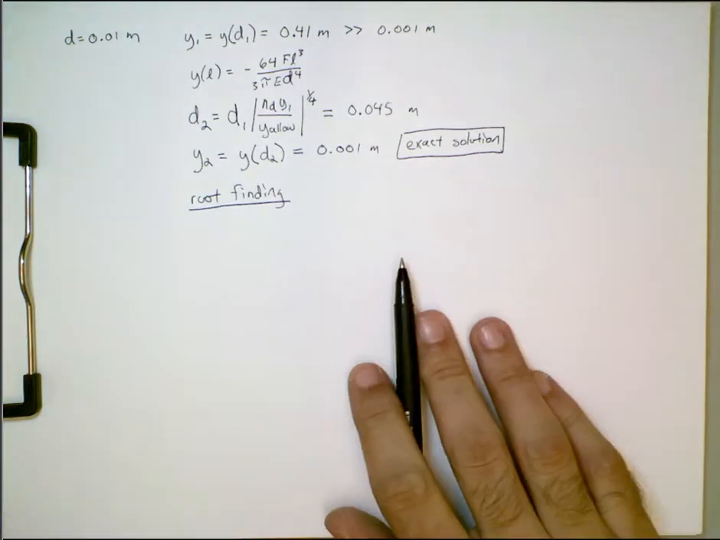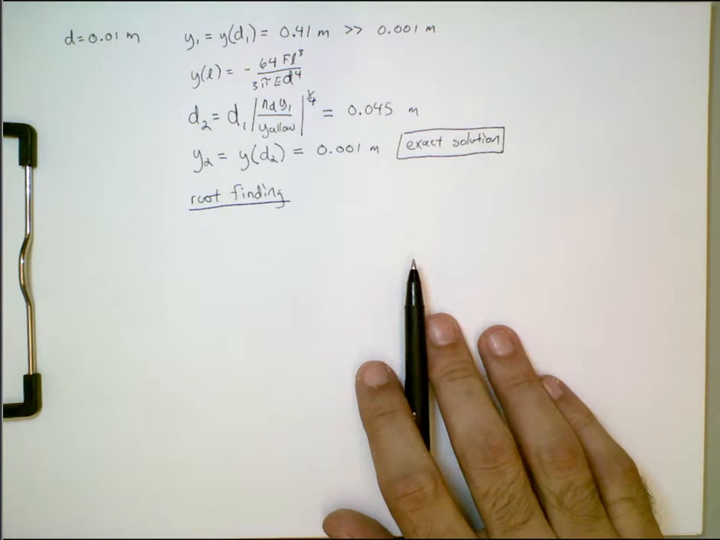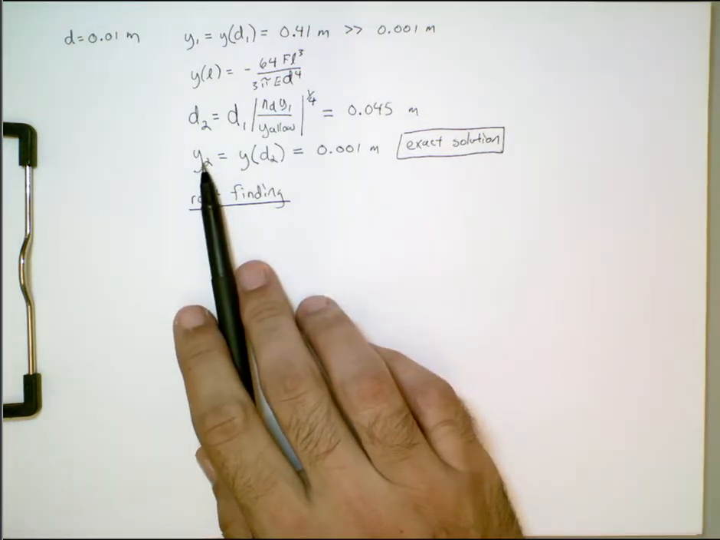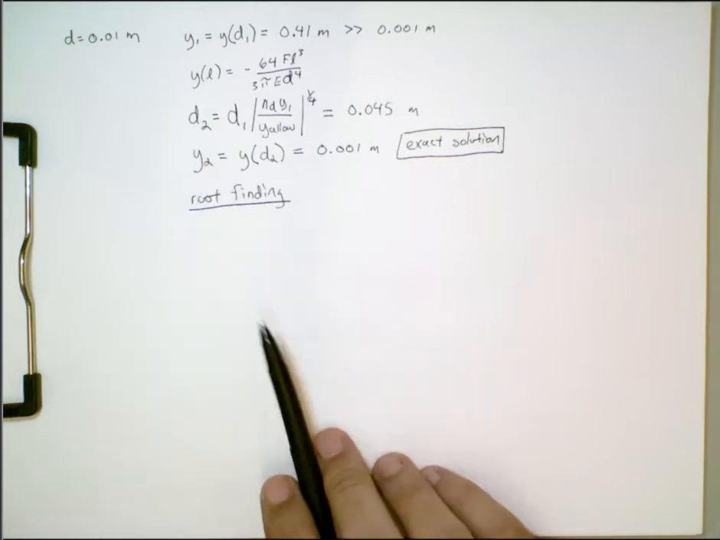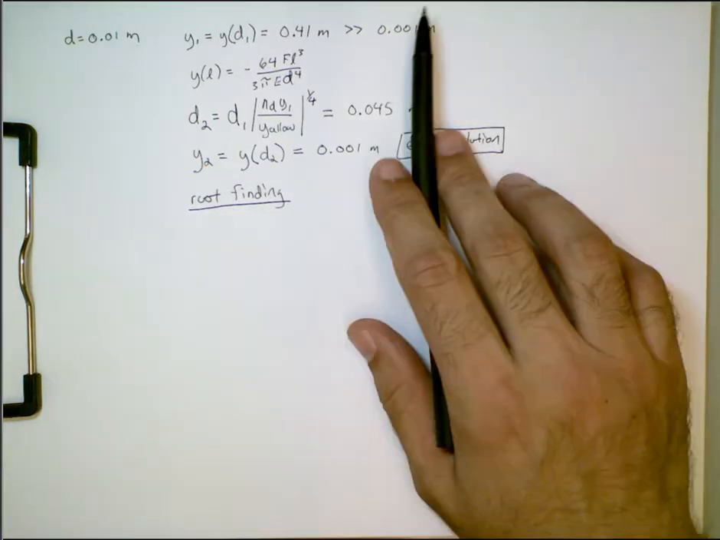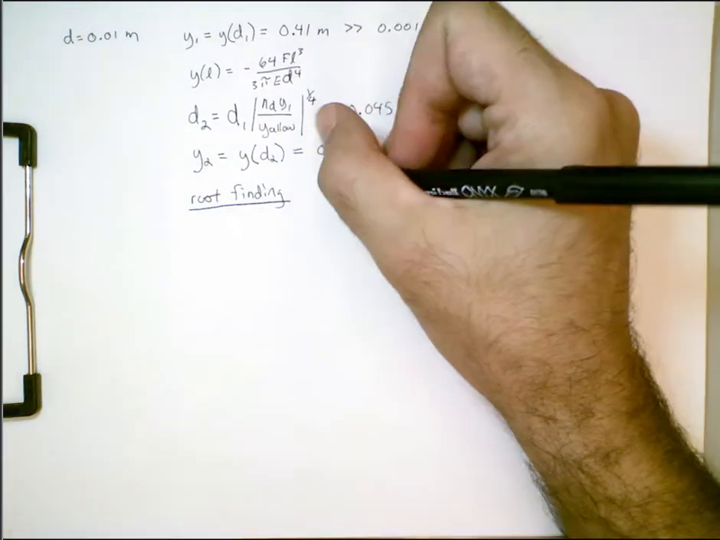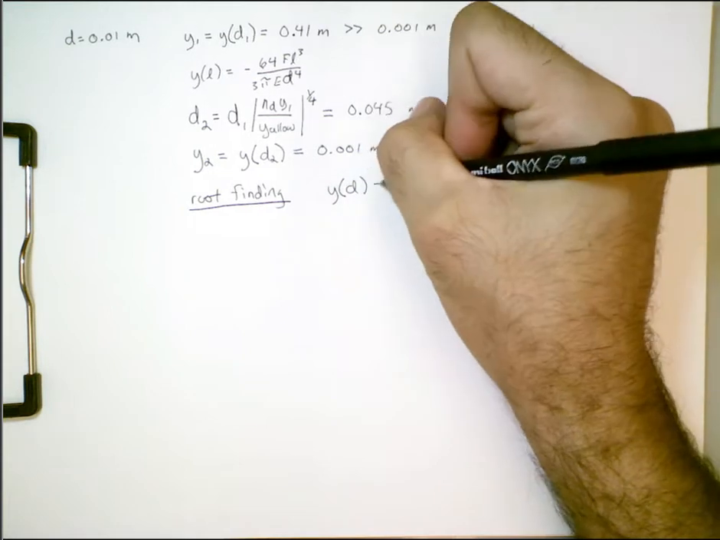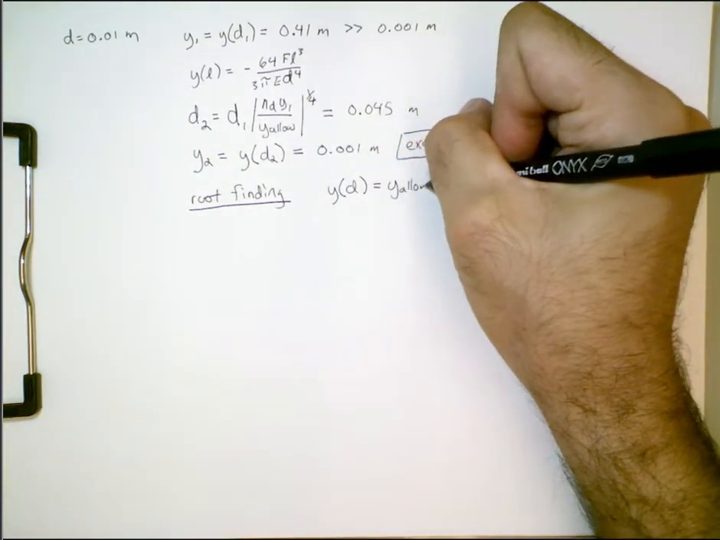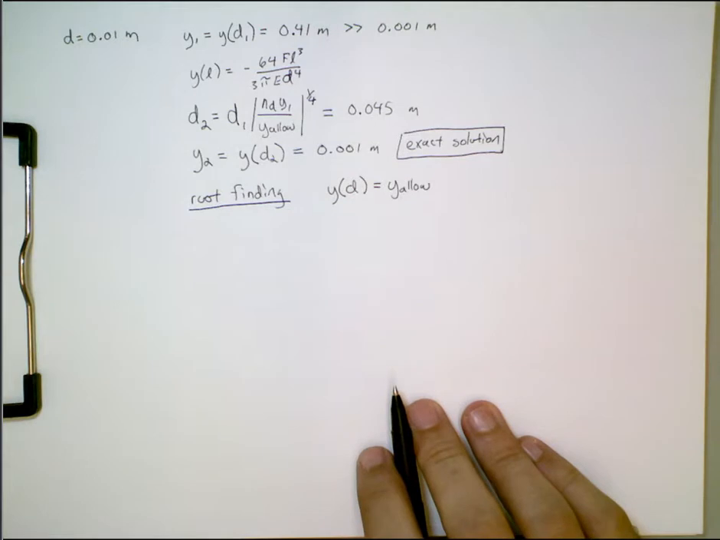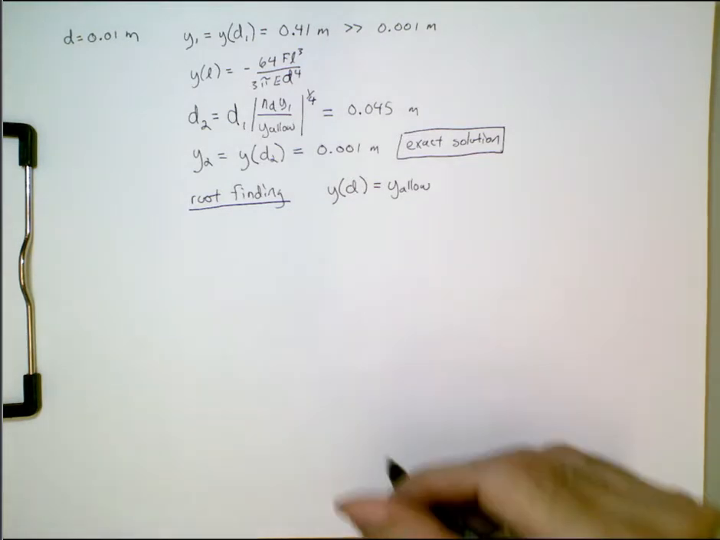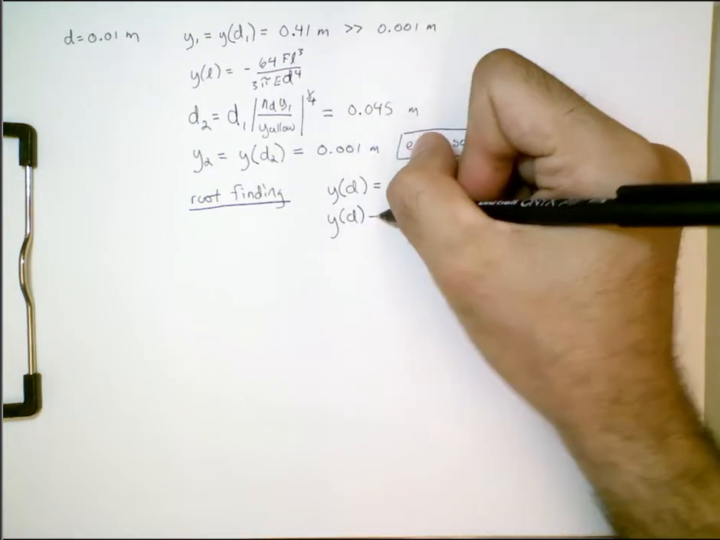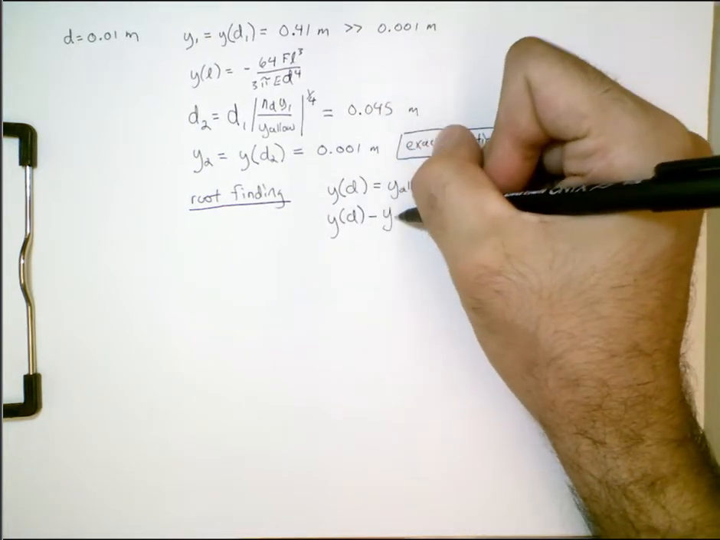So what we really want is to find, in this case, a diameter that gives us a deflection that matches the allowable deflection. In other words, we want to find a diameter such that the deflection is equal to y allow. And we can rearrange this equation into a root finding form, or in other words, we want to find where this formula is equal to 0.